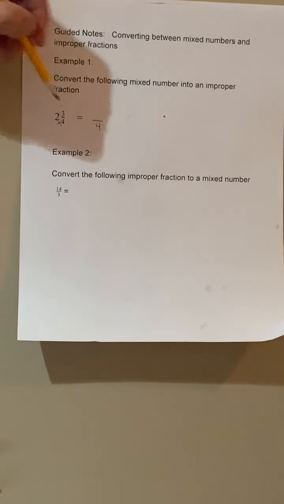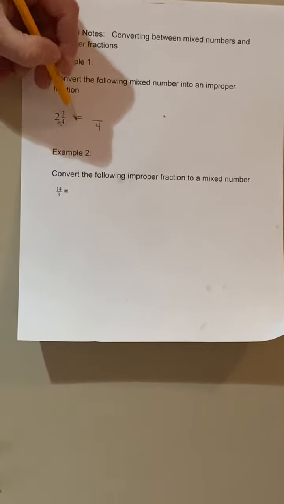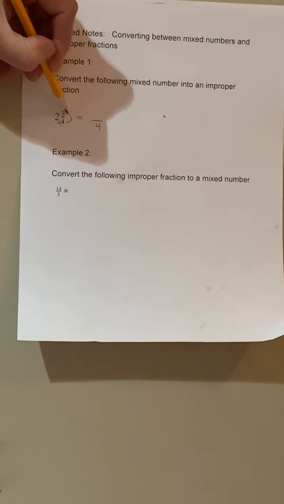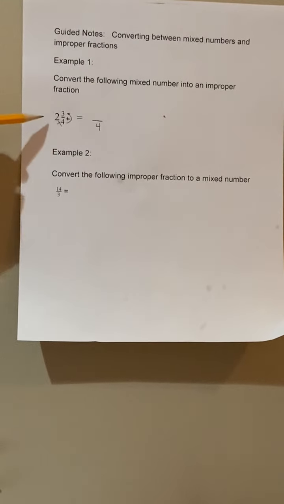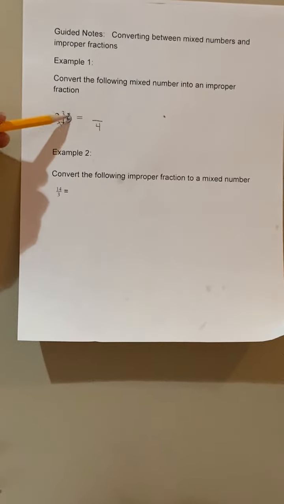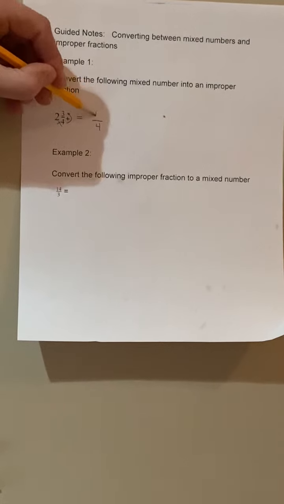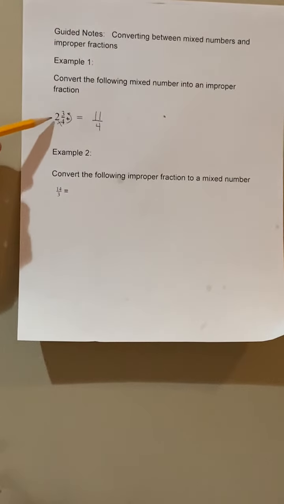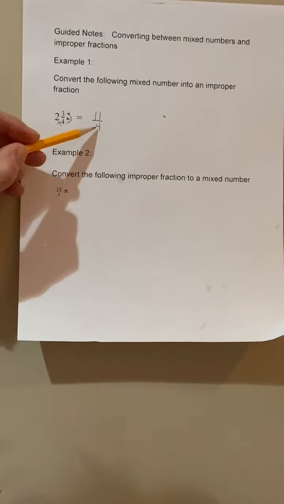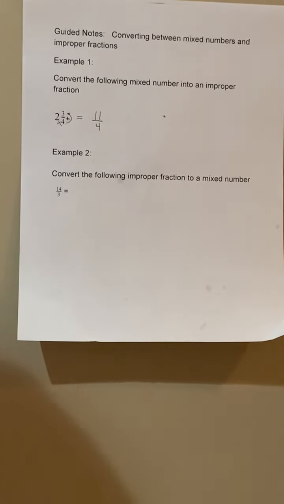But then I still have this 3/4, this 3 on top here. So I have to add that back in. Okay, so to find this improper fraction, I have to do 2 times 4, that gives me 8, plus 3 gives me 11. Okay, so 2 3/4 is the same as 11/4. Later on, when we get to multiplying and dividing fractions, we're going to have to be able to convert mixed numbers into improper fractions. Let's look now at example 2.